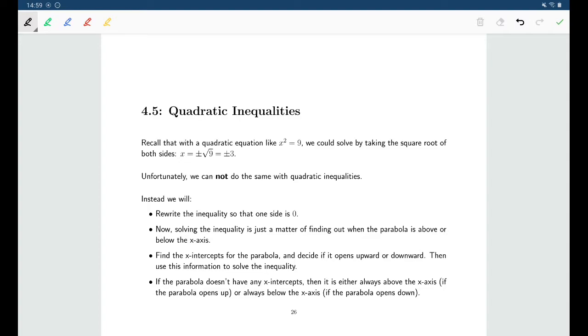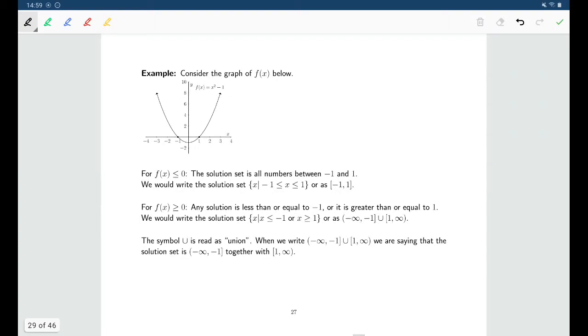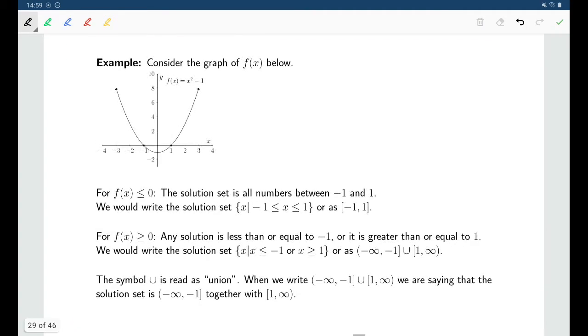For all of the problems I'm going to be looking at, they'll all turn out to be quadratic inequalities, but ones where we're going to come up with our answer by thinking about the graph of a parabola, the graph of that quadratic function. So, for example, if you're looking at this function f of x and you're interested in solving the inequality where f of x is less than or equal to 0, in other words, where x squared minus 1 is less than or equal to 0, you'd be interested in where this parabola is at the x-axis or below it, and that's everything between -1 and 1.